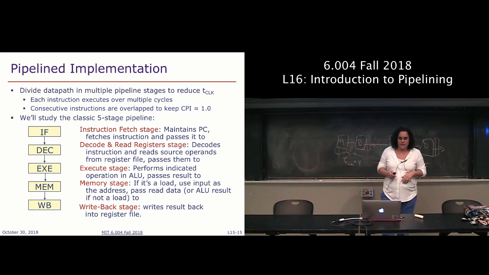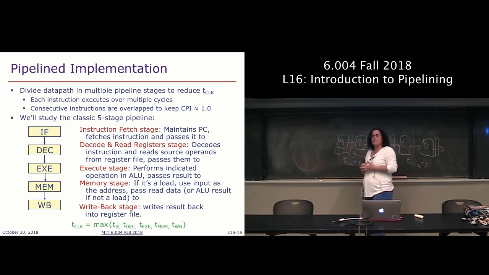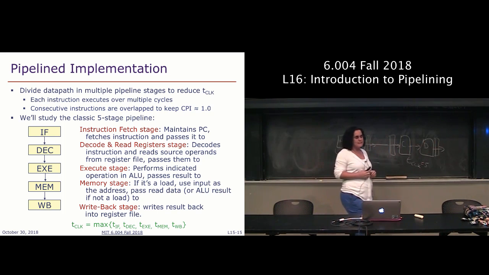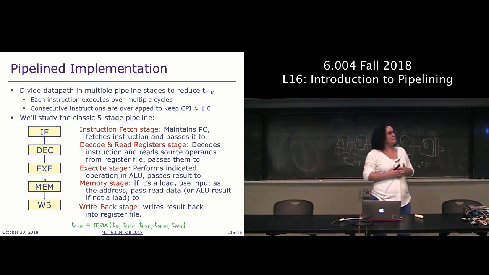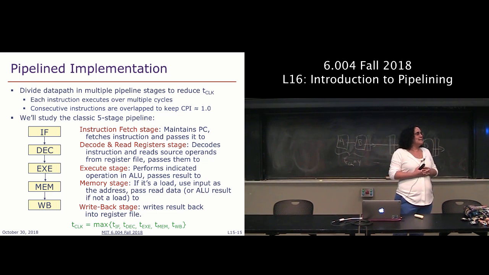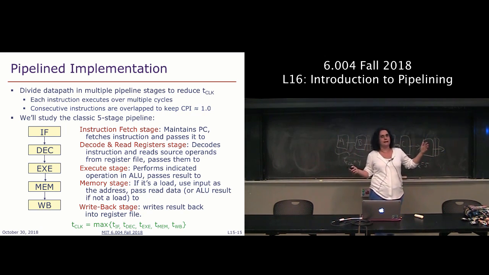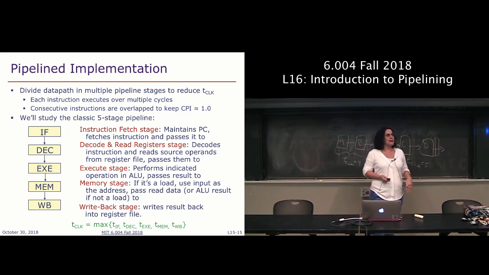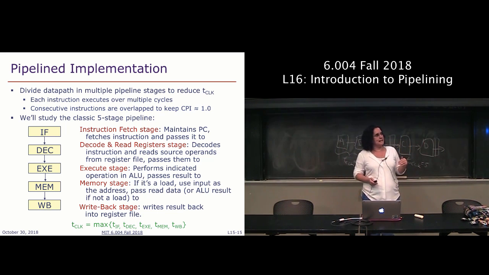Okay? So what would happen to the T clock if this is a situation where each one of these is running in its own pipeline stage? Now my T clock just has to be the maximum of one of these stages rather than the sum of all of them. Okay, so I'm going to be able to make my T clock much, much better if I can divide my processing into these 5 different stages.